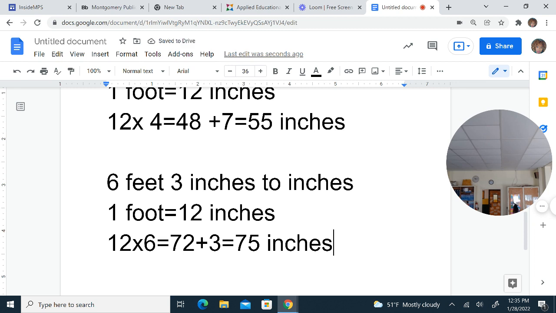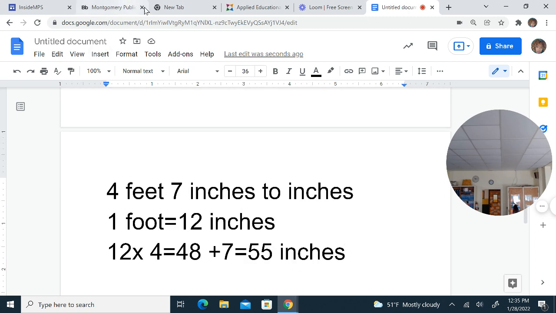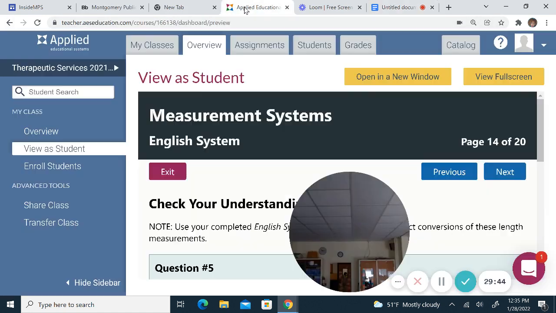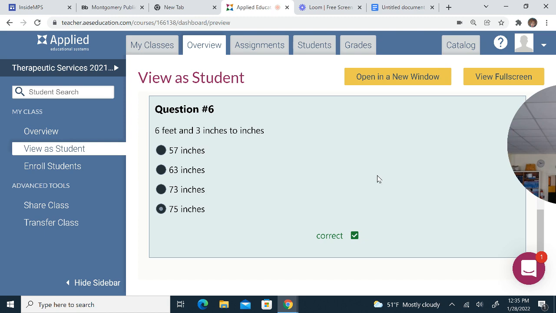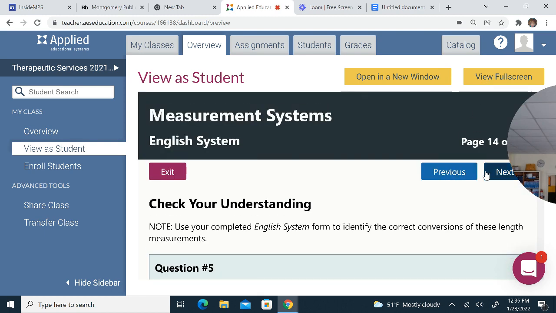So we got 6 feet, 3 inches, and we're trying to go to inches. We know that 1 foot equals 12 inches. So you take 12 times 6, which gives us 72, plus 3 equals 75 inches. So do you see it? Mm-hmm. I have to write stuff out. I can't just look at it. All right. So we got 75 inches. Let's see what's next.